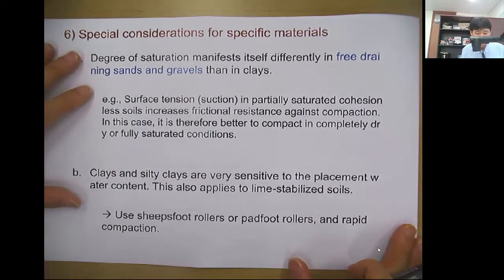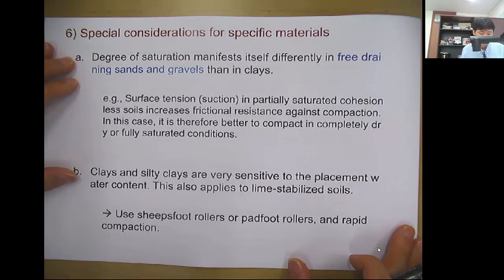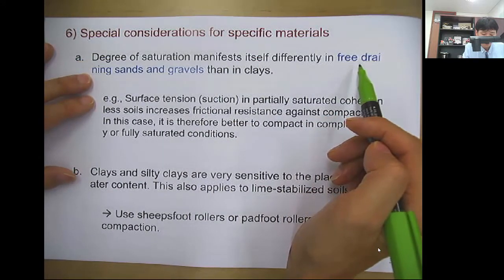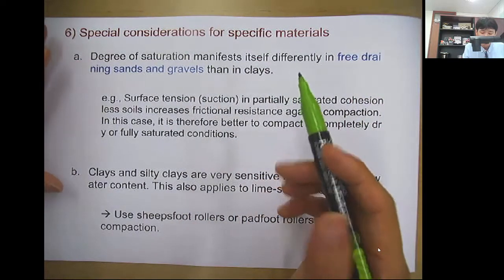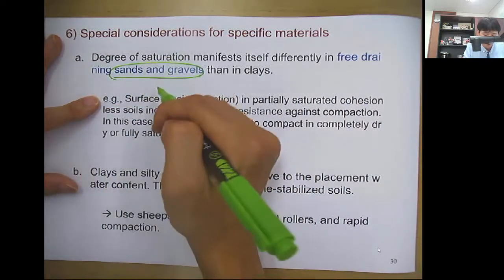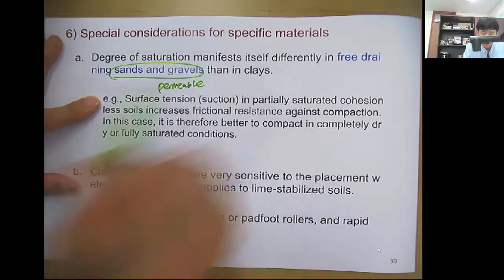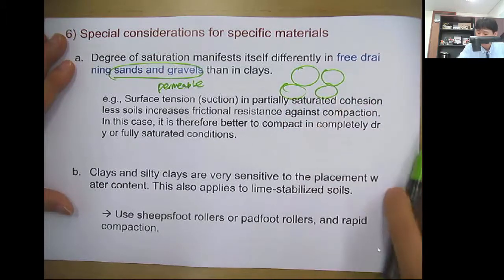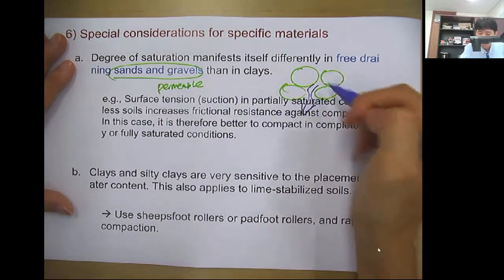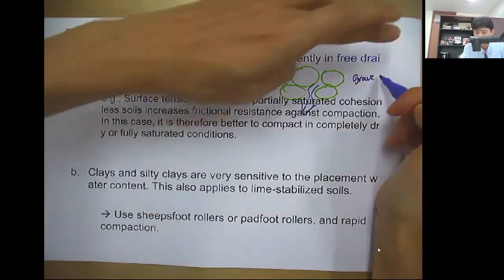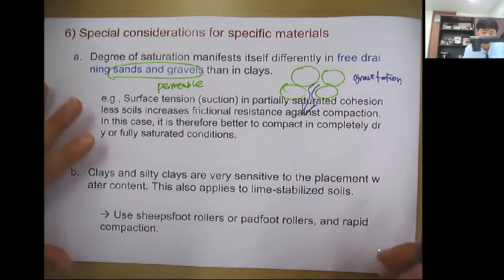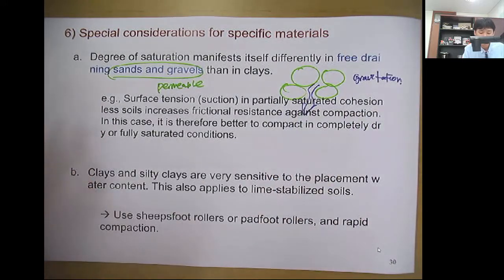And special considerations for specific materials. The degree of saturation manifests itself differently in free draining sands and gravel than in clay. If the sand or gravel is very permeable or has very large grain size, then when you add the water, the water just falls through it by gravitation. So it doesn't hold the water as we want for the target water content. Then the degree of saturation will be changed.